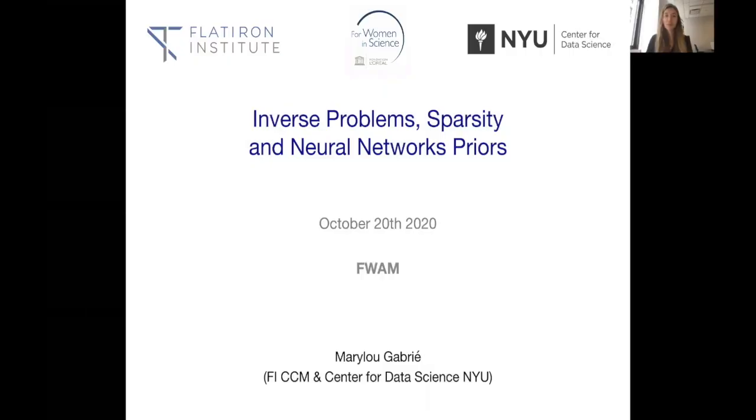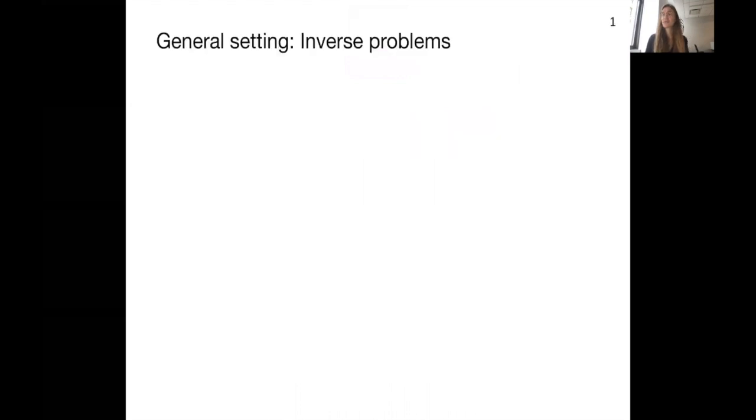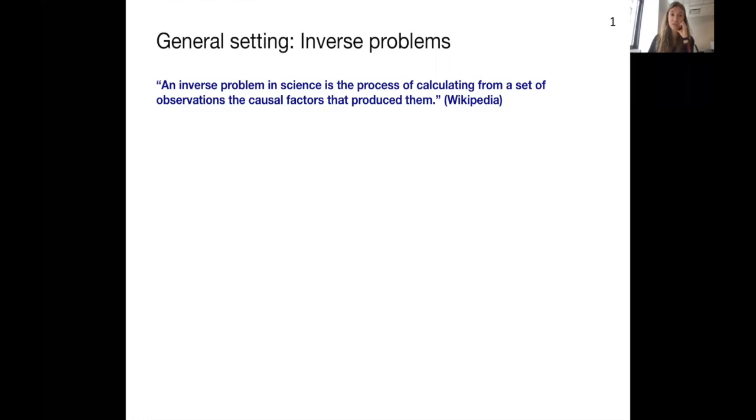I guess I can just jump in and start to tell you about what an inverse problem is, which will be the general setting of this talk. If you go on Wikipedia and look at the definition, you will find that an inverse problem in science is the process of calculating from a set of observations the causal factors that produce them.